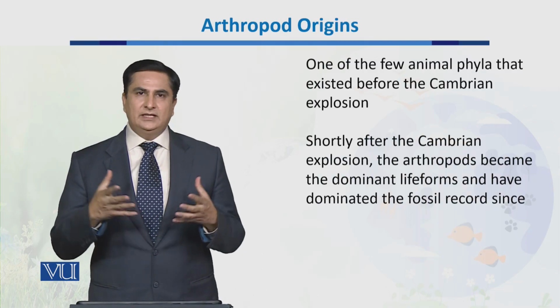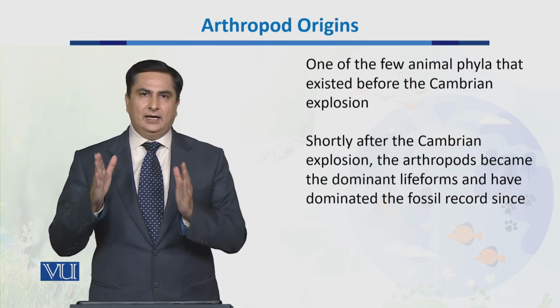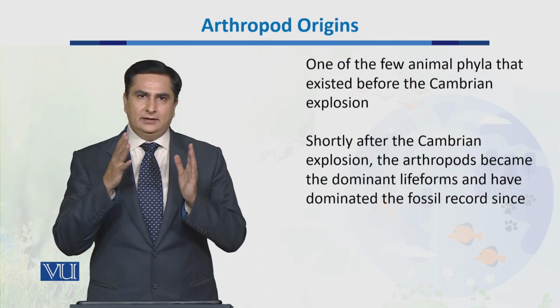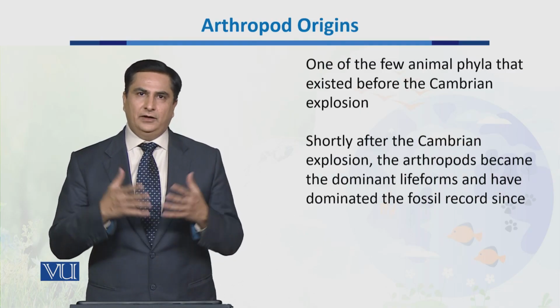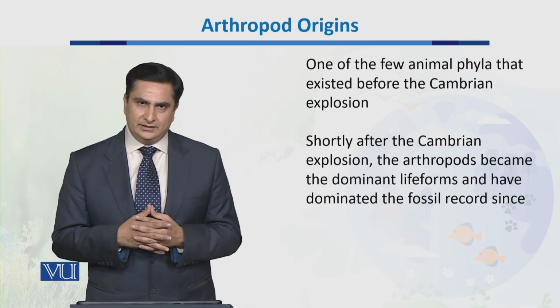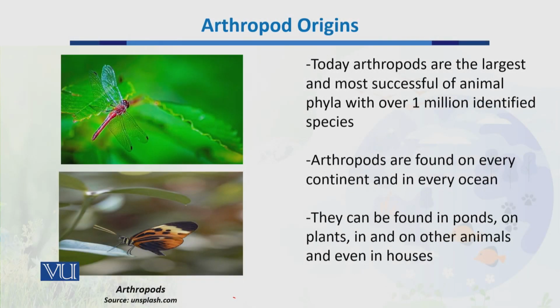Now, when we see the fossil record, we see a lot of varieties of different animals of this phylum. They exist in different fossil collections. Now, when we talk about recent times, even today, they are one of the largest and most successful animals with over 1 million identified species.